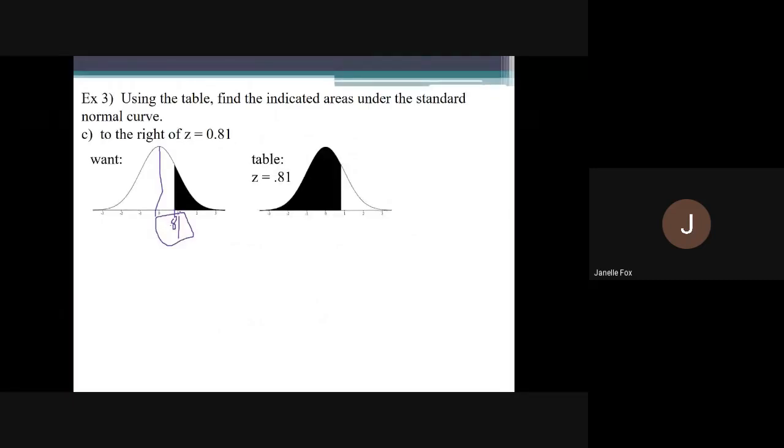I go to my table. On the vertical column, I go to 0.8. On the top column, I get 0.01, and it looks like the number is 0.7910. Okay, now what am I going to do? Well, how is this picture right here related to this picture right here? You know what you could say? It looks like it's the exact opposite. It's the exact opposite, you guys.